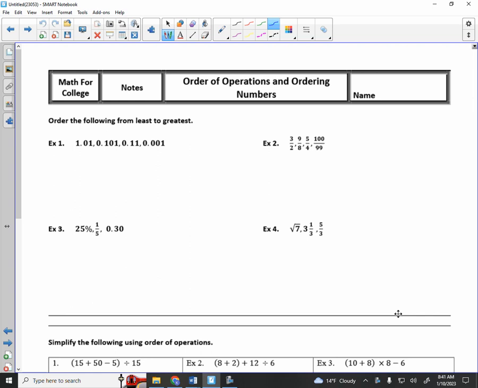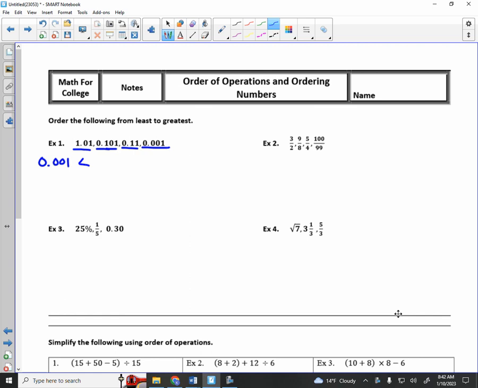So as we look at these four numbers here, 1.01, 0.101, 0.11, and 0.001. This is a little bit easier. You can look at the ones place and see that this is going to be the biggest number. You can look at the tenths place and see then that this is going to be the smallest number because it has a 0 in the tenths place. So we have 0.001. That's going to be the smallest number.